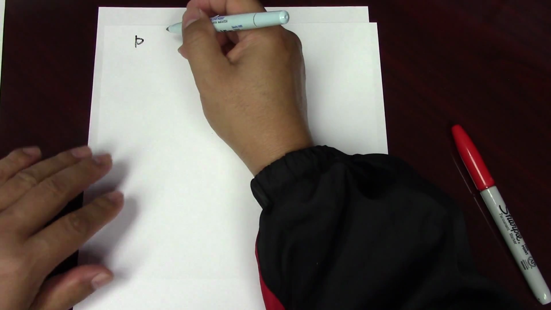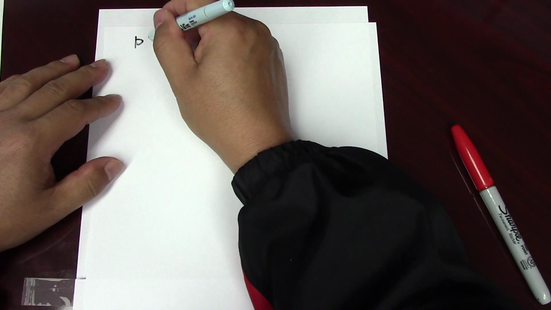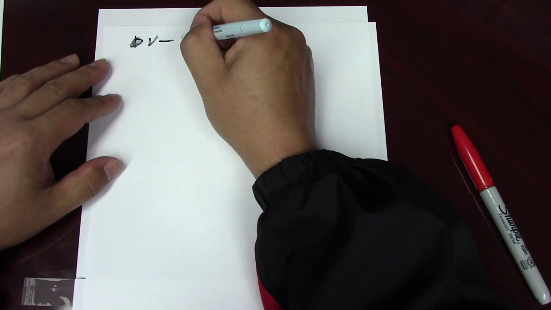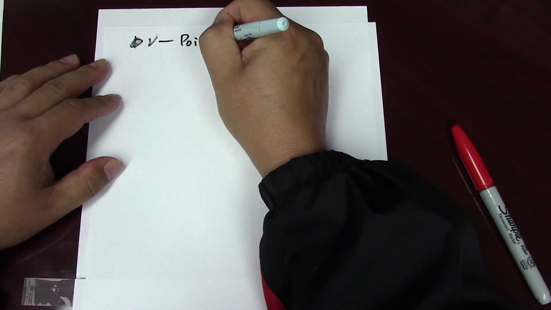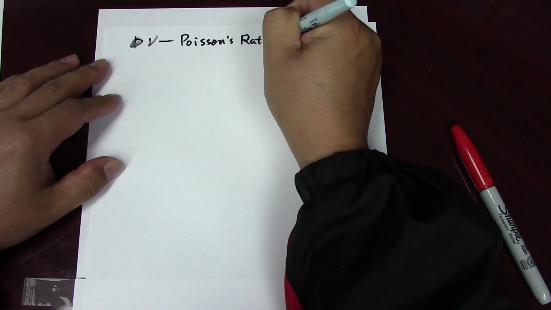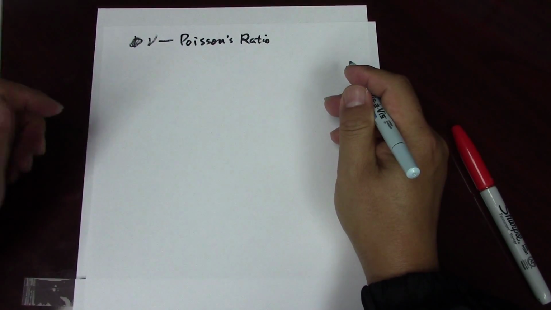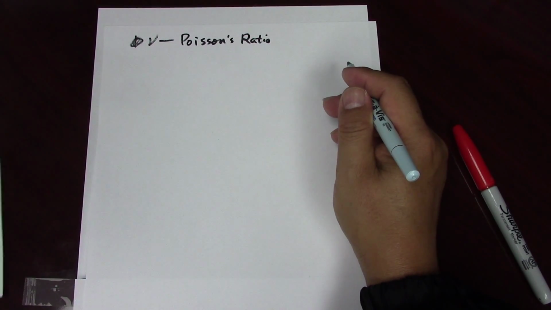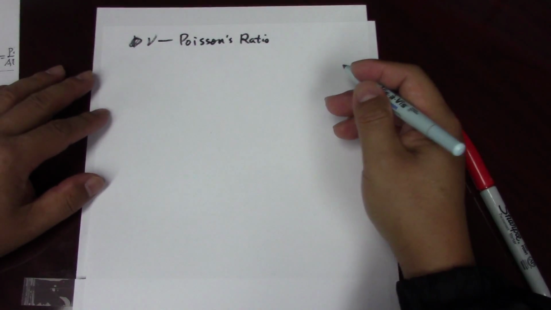Okay, so what is mu? Right. So mu is actually what we call Poisson's ratio. Okay. So what's a Poisson's ratio? All right. Poisson's ratio basically defines the lateral deformation in a piece of material.